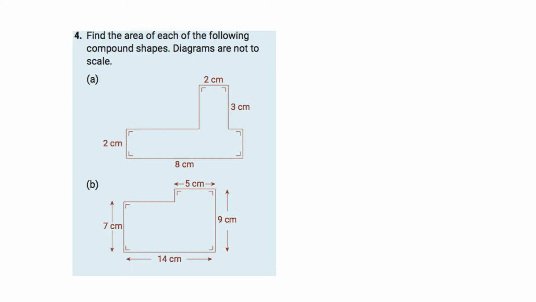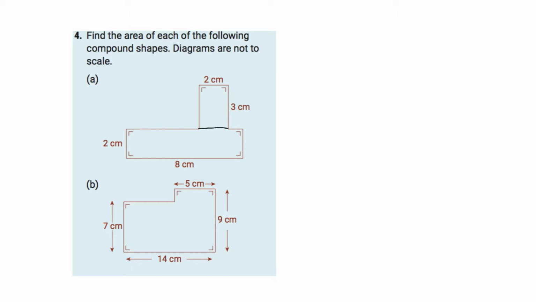So the first one here, we have some irregular shapes and we have to find the area of each of these shapes. To find the area of these shapes, what we need to do is split them up into rectangles. So let's look at the first one here. I'm going to split this up into two rectangles.